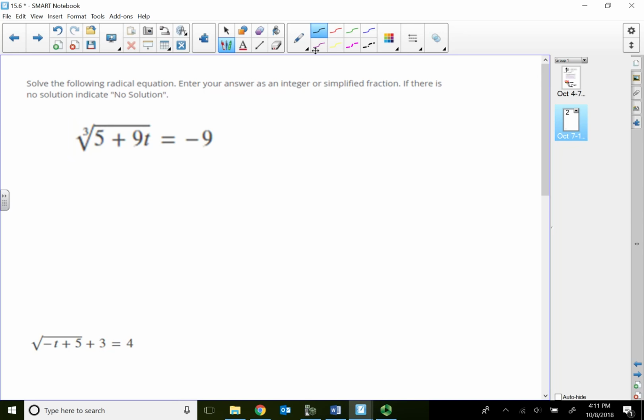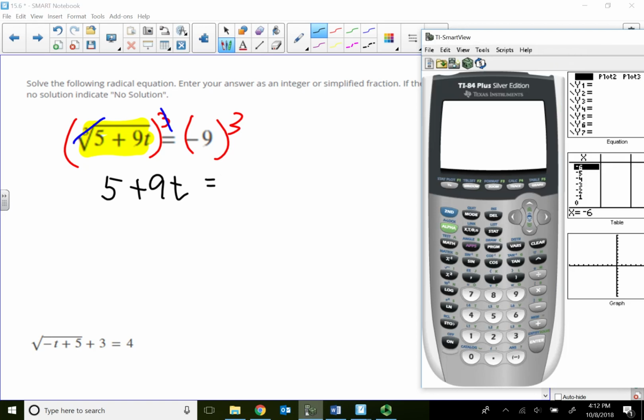Since my radical term, the cube root here, is already by itself, now I can just cube both sides, because cube and cube root will cancel out. So the left side would just be 5 plus 9t. The right side is negative 9 to the third power. That means parenthesis negative 9 to the third power should be negative 729.